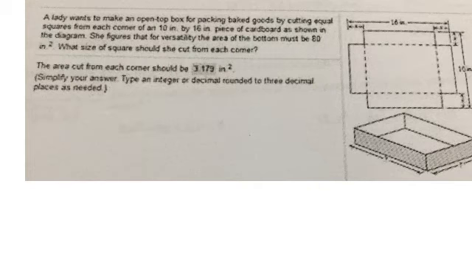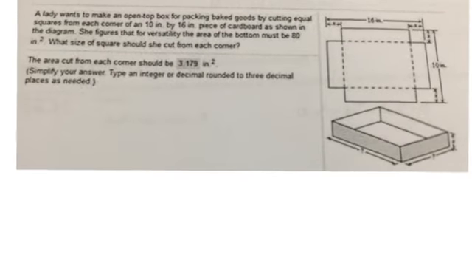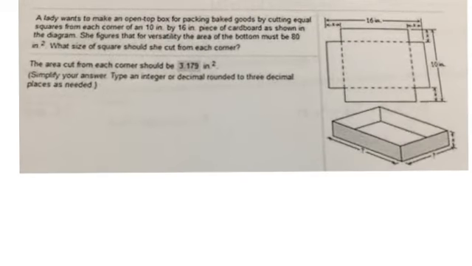Okay, so this is one that's very easy to mess up on. So I'm going to take my time here and make sure I get it correct the first time. A lady wants to make an open top box for packing baked goods by cutting equal squares from each corner of a 10-inch by 16-inch piece of cardboard. So that's what I'm starting with in this diagram. This whole piece of cardboard is 10 by 16. But she figures for versatility, the area of the bottom must be 80 square inches. What size does she cut from each corner?